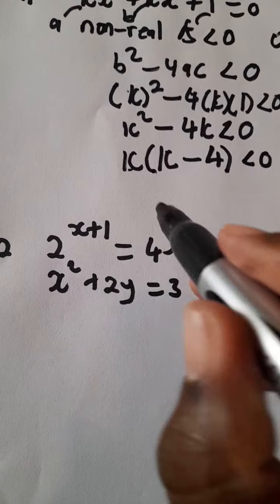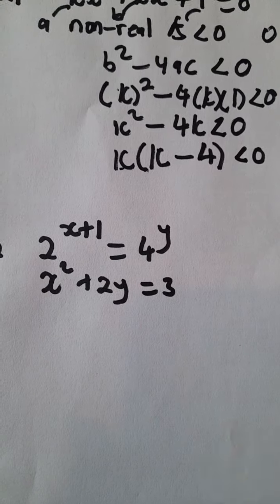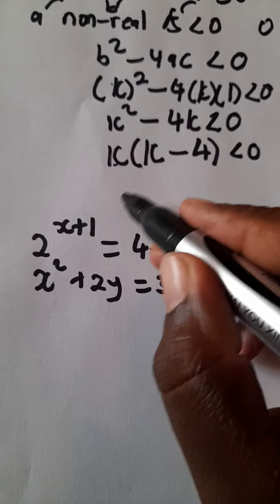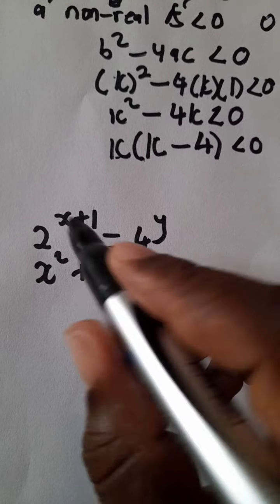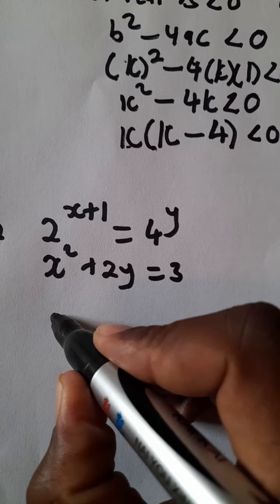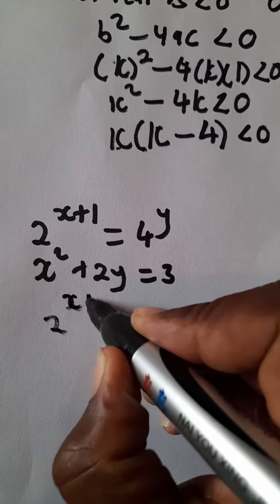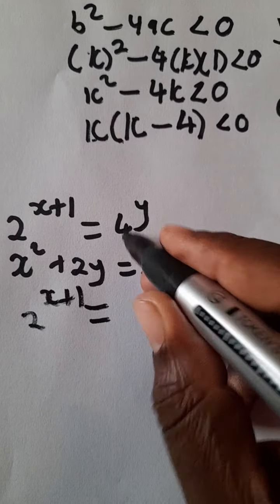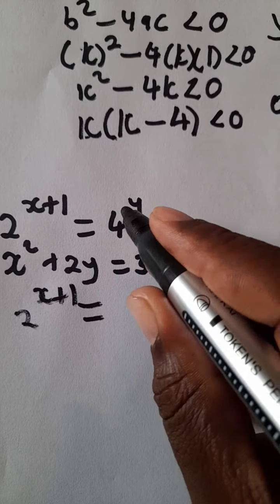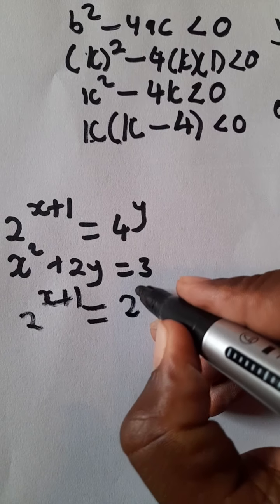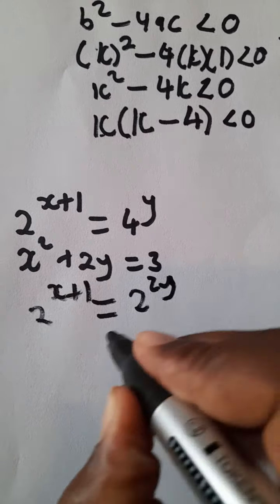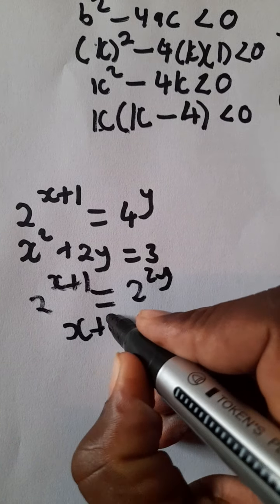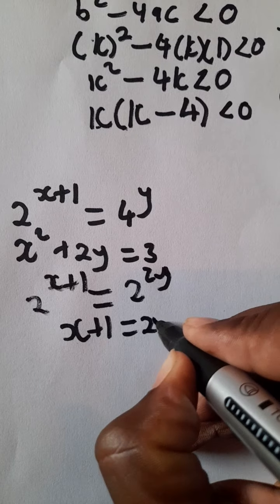Then the second one, we are given an exponential and a quadratic. So let's work with the exponential first. The first equation, let's work it out. We must make sure that the bases are the same. So 2 to the power of 2x plus 1. Let's change 4: that will be 2 to the power of 2 multiplied by y, that will be 2 to the power of y. Since the bases are the same, we are going to drop the exponent. That will be x plus 1 is equal to 2y.